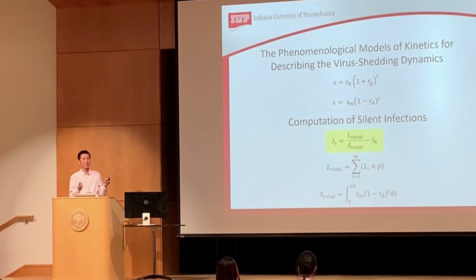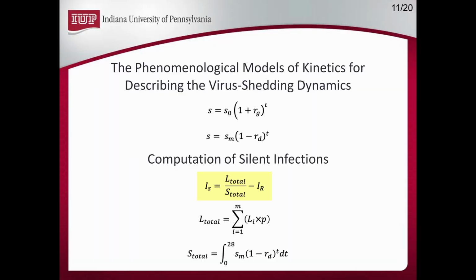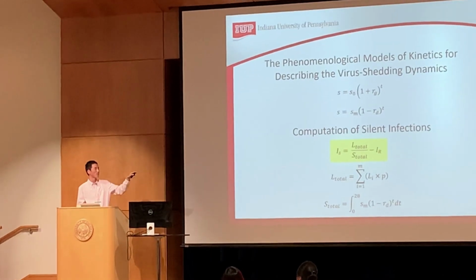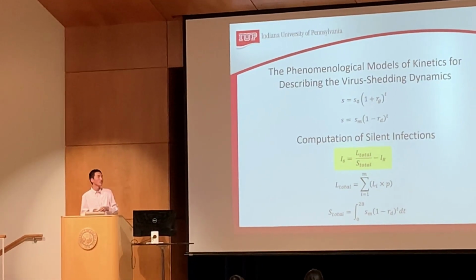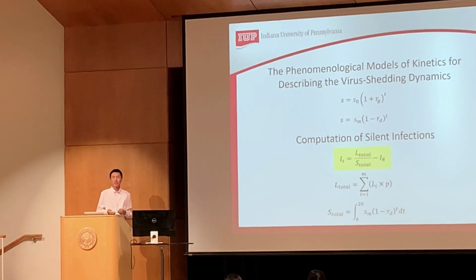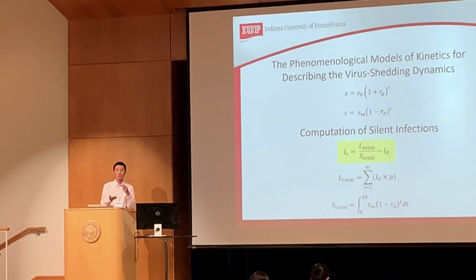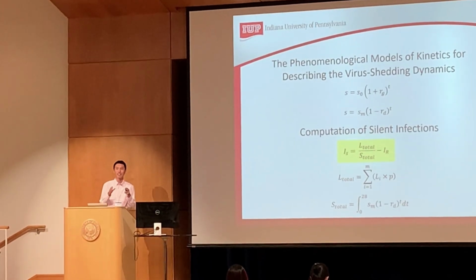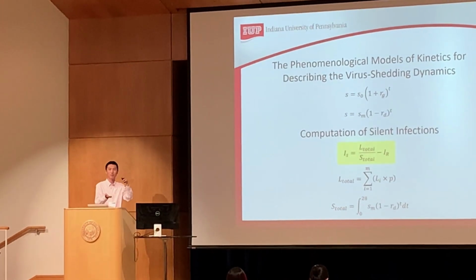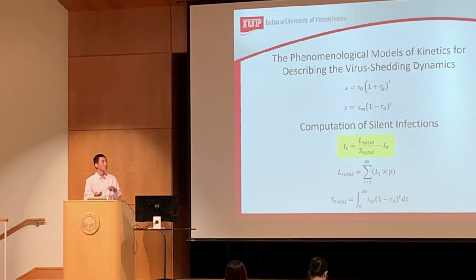So here's the algorithm. It's quite simple. We take L total divided by S total, and that gets us the total number of infections. And then we subtract the reported infections, and then we get the silent infections, the unreported infections. So L total is the total amount of virus received at a wastewater treatment plant. And S total is the total amount of virus shed by a single infected individual. So when we divide, we get a total number of infections.